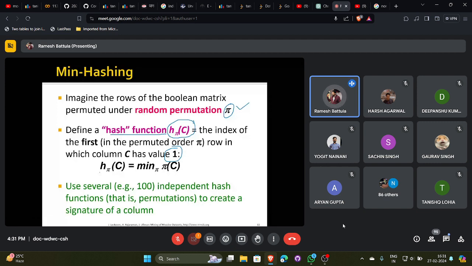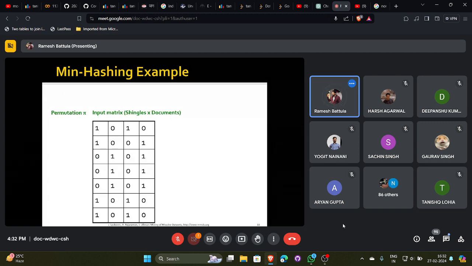So that's why h of pi of c, you remember this one, which is going to be equal to min pi of pi of c. Usually we will use so many independent hash functions. Every column you need to observe, find where the one is, and whenever the one is there, that is treated as your hash value, and that is going to be used to create a signature of your column. We'll see that.